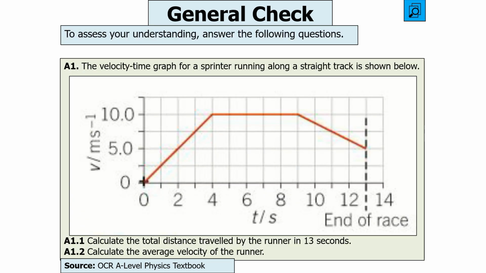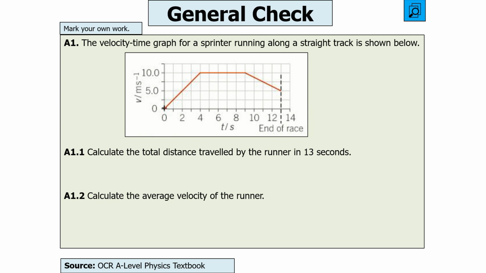The next question says, the velocity time graph for a sprinter running along a straight track is shown below. So calculate the total distance travelled by the runner in 13 seconds, then calculate the average velocity of the runner. So pause the video now, then unpause the video when you want to go through your answer. Right, like in that similar question, how do you work out the total distance in the velocity time graph? Well, it's the area under the line.